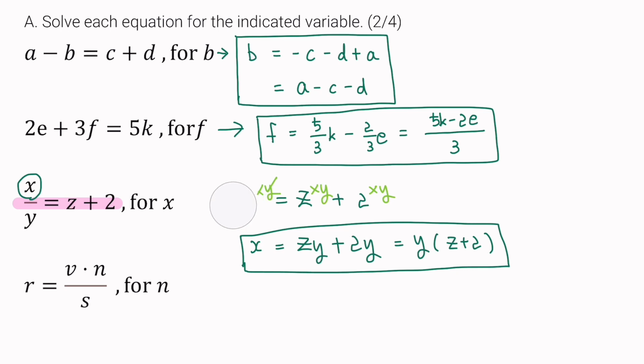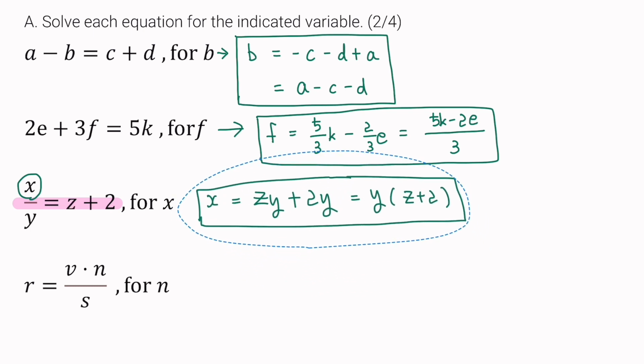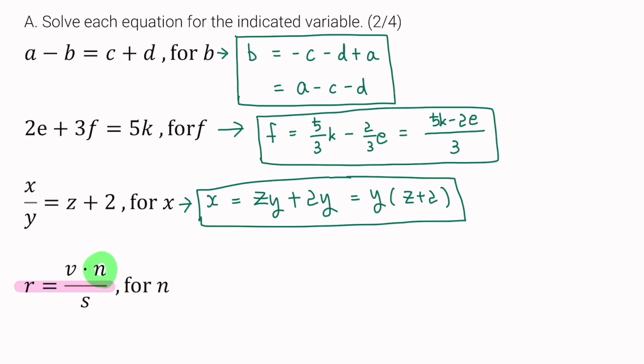All right, so that was my final answer for that third question, and I'm gonna write it right here and move on to the fourth question. I have r is equal to vn over s, and I'm solving for this n right here. So let's rewrite the whole expression. R is equal to v times n over s, and I am solving for n.